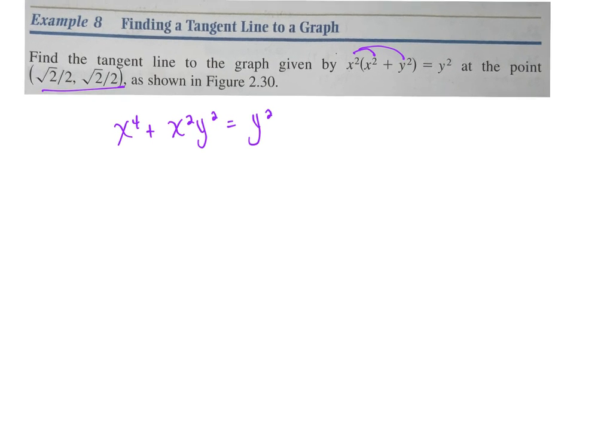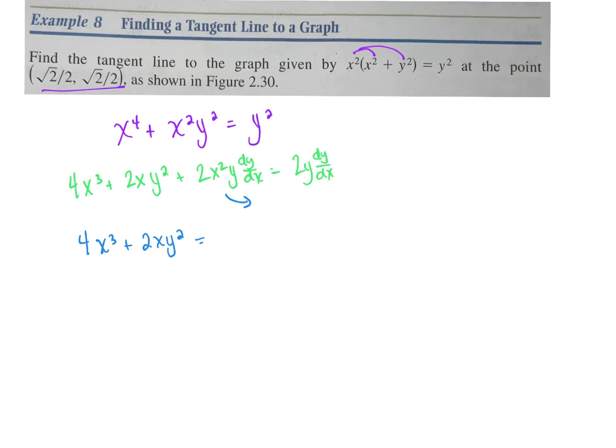So then I would do my derivative here. So 4x cubed plus 2, this is product rule, 2xy squared plus 2x squared y dy/dx equals 2y dy/dx, right? And then I am going to get my dy/dx's to one side, my non-dy/dx's to the other side. So I'm just going to move this one over for ease of doing this. So 4x cubed plus 2xy squared, and then we're going to say equals 2y dy/dx minus 2x squared y dy/dx.